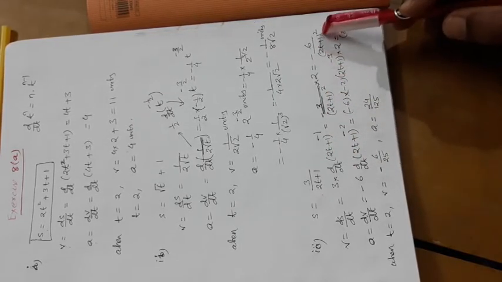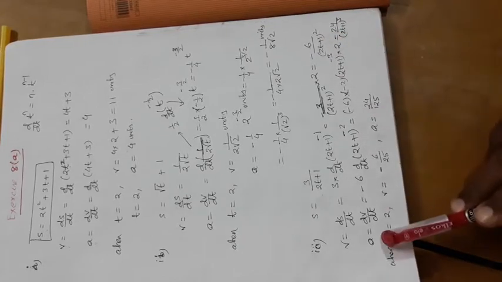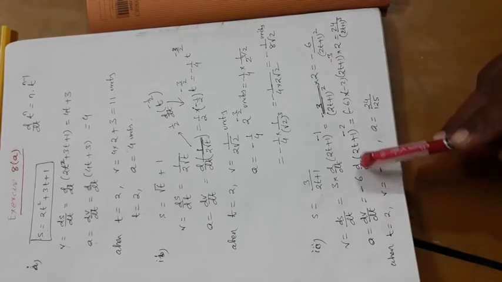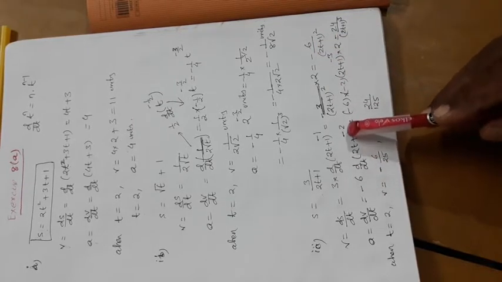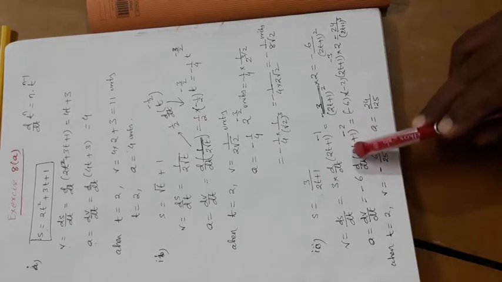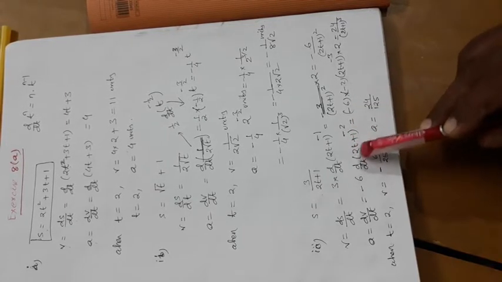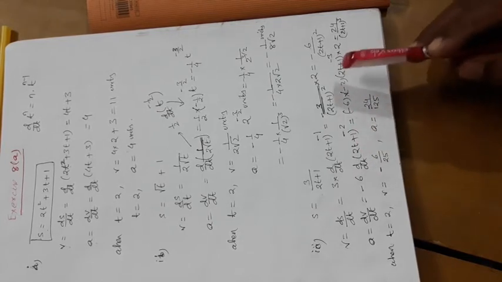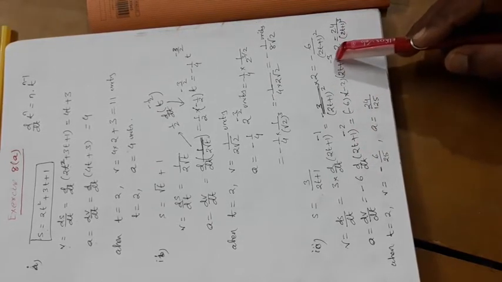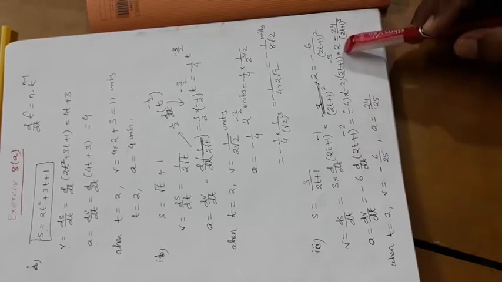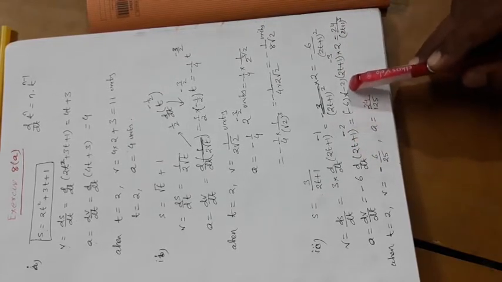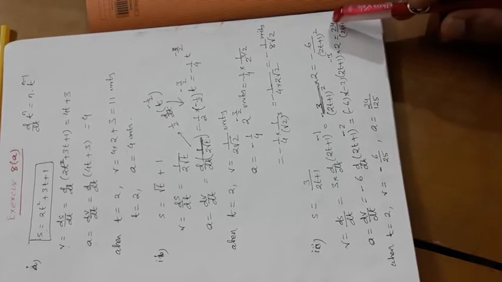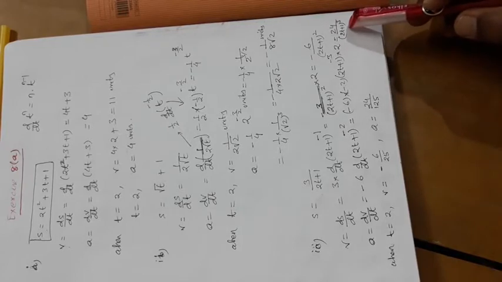Finally it is minus 6 by (2t plus 1) whole square. What is acceleration? Acceleration is dv by dt. Minus 6 will come outside, d by dt of (2t plus 1) to the power minus 2. Anything to the power minus 2 becomes minus 2 into the box to the power minus 2 minus 1, where the box means 2t plus 1, that is minus 3, into the derivative of 2t plus 1, that is 2. So finally 6 into 2, 12 into 2, 24, minus minus plus, so it is 24 by (2t plus 1) whole cube.